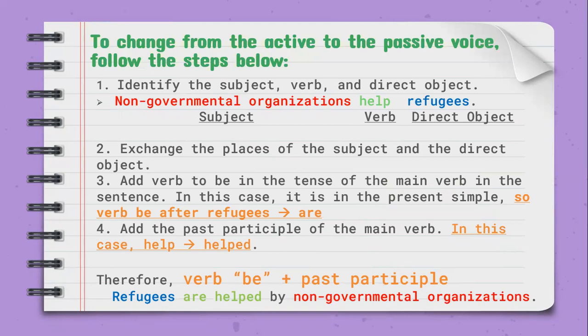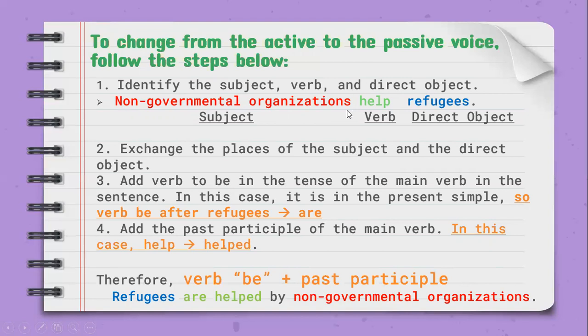Now, how do I change from the active to the passive voice in more detail, written again? First of all, we have to identify the subject, the verb, and the direct object. So here in this slide, I'm not explaining anything new. I'm just showing you the steps in detail again. So the first step is to identify what's the subject, what's the verb, and what's the direct object. As you saw in my example, here is another example. Underline each one of them and make them clear in front of you.